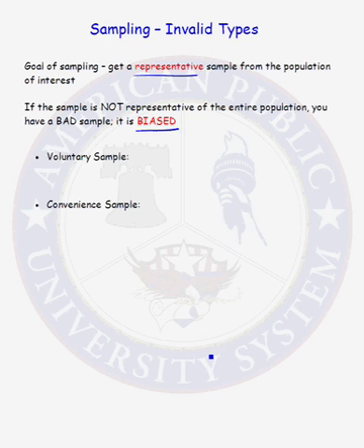So now let's consider the voluntary sample. What is a voluntary sample? A voluntary sample is one in which the individuals that make up the sample are in the sample because they volunteer to be part of the sample. Let's give you an example.